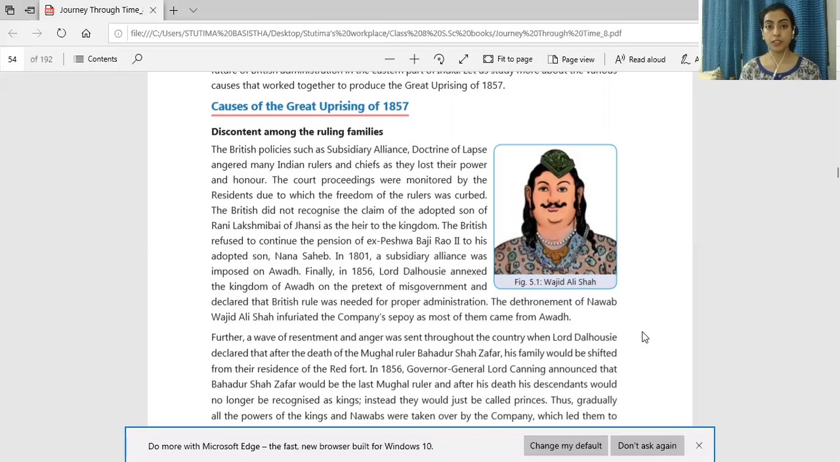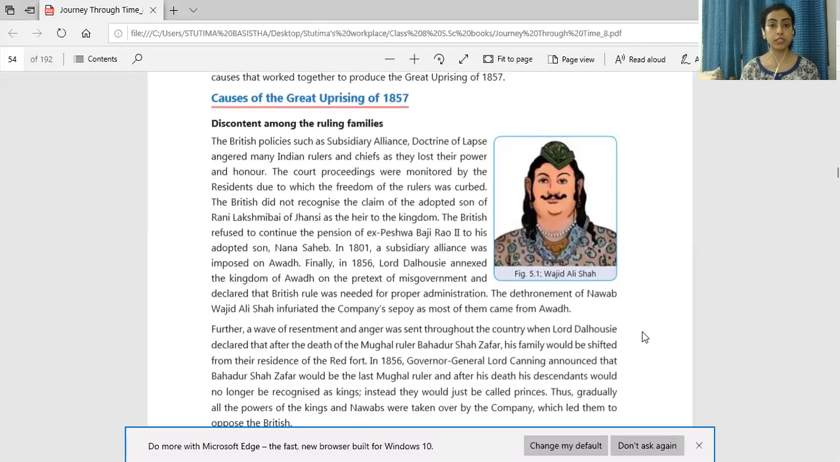So the British policies like the subsidiary alliance and the doctrine of lapse angered many Indian rulers. Why did they anger them? Because these policies made many Indian rulers lose their powers, and the British started to take control of their ruling places. The court proceedings were monitored by their residents.